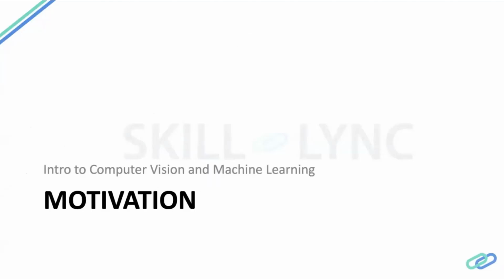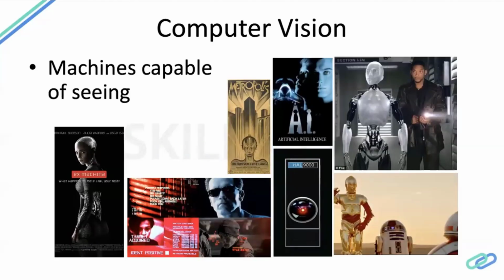All right, so motivation. This will be your introduction to computer vision and machine learning. What is computer vision? According to most people, computer vision is machines that are capable of seeing, right? Your system has an input, which is taking in pictures, and it's processing those images and doing some meaningful output. Science fiction and thrillers have dealt with this for so many years. Hollywood, Bollywood, we have all been interested in these machines which are capable of seeing and perform actions.